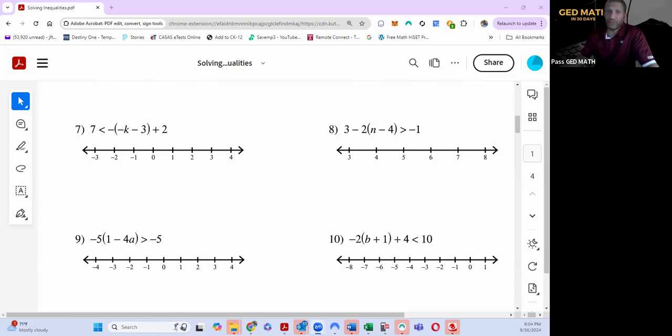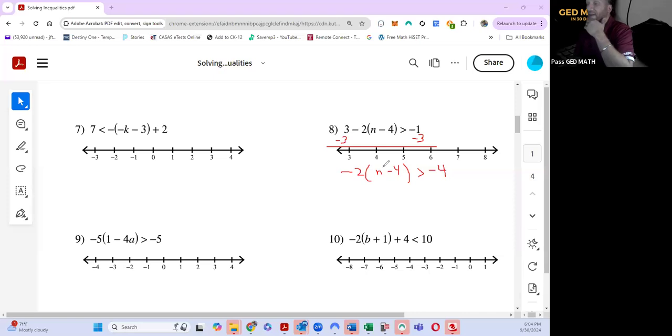So we look at number 8, and first of all, we're trying to solve for the variable. Remember, you want to isolate the variable. So first, we gotta get rid of the +3. We subtract 3 from both sides, and you're gonna have -2 times (n - 4) is greater than -4. You understand that, right? The 3 cancels out. The next thing we're going to do is use the distributive property.